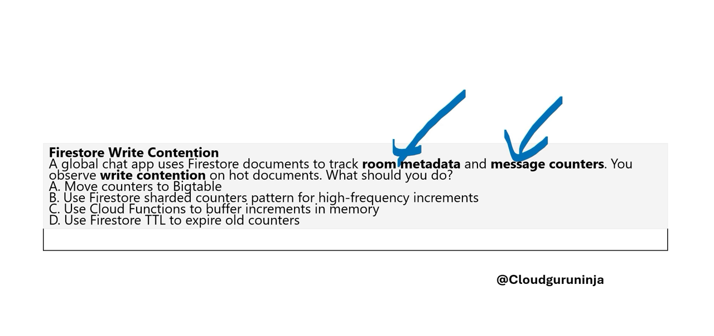See, option D is not for write contention. Option D is saying we will expire old counters, but that will not solve your write contention. Cloud Function is a paid service, just like AWS Lambda. If you use it to buffer increments in memory, this is a custom solution. When you have a standard solution, why use a custom solution? In cloud certifications, always remember, your first priority is to look for options which are already available.